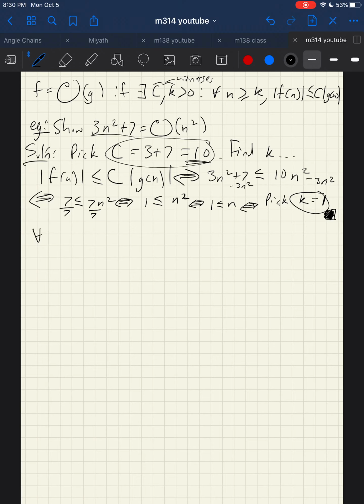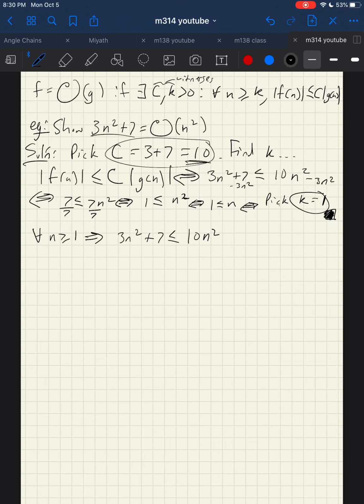All right, so what am I saying here? We notice for all n greater than or equal to 1, I have that 3n squared plus 7 is less than or equal to 10n squared. That's what I've just shown. So this is plugging in my c and k.